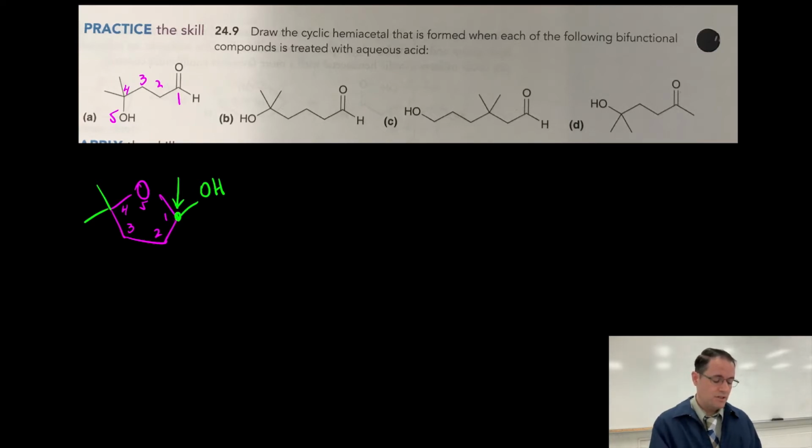For B, we want to do a similar thing. Let's number the longest chain here. Okay, and I'm going to number the oxygen atom number 6. So this is going to be a 6-membered ring. Draw a 6-membered ring with your oxygen in there, and then just number things. It's okay if you number counterclockwise if you want. It's not going to matter.